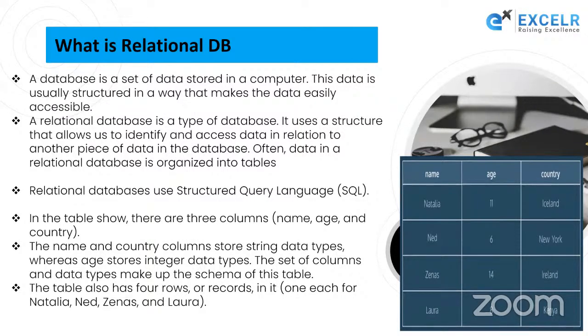Some people also call this a schema. So a relational database has a fixed schema as compared to other databases. We will see non-relational databases as well, and we'll try to figure out what the difference is between a non-relational and a relational database. So this is just a basic overview of the relational database in general.